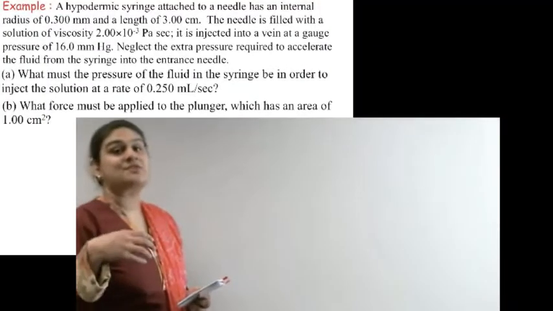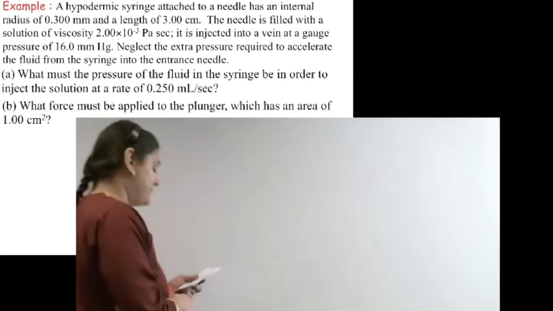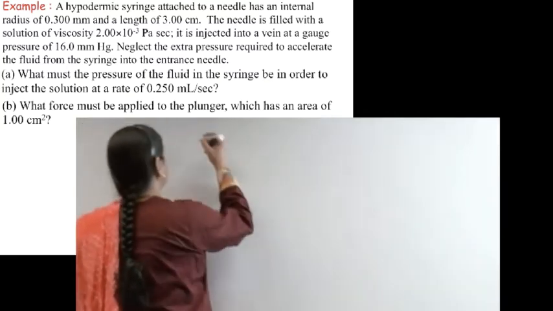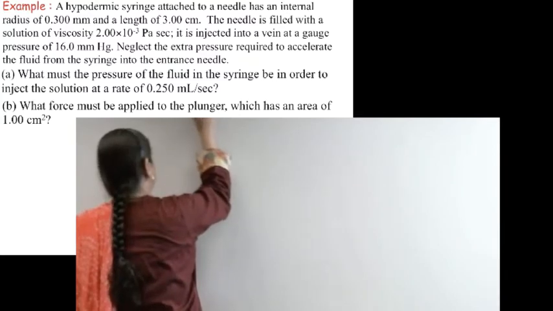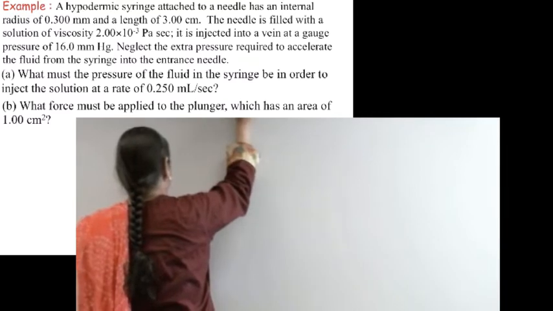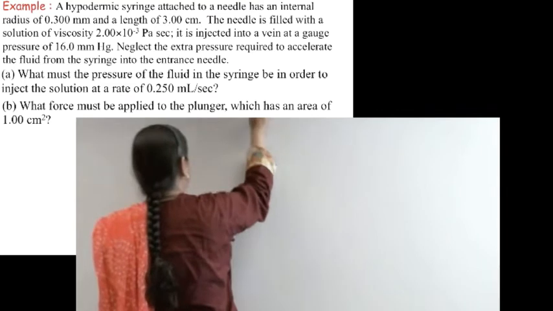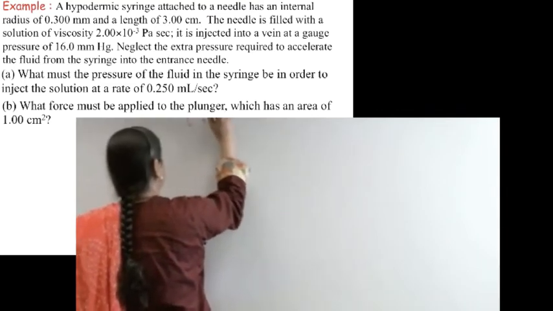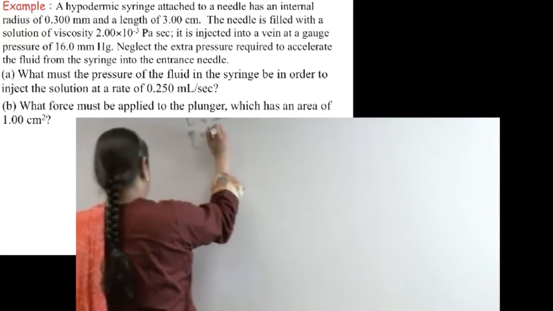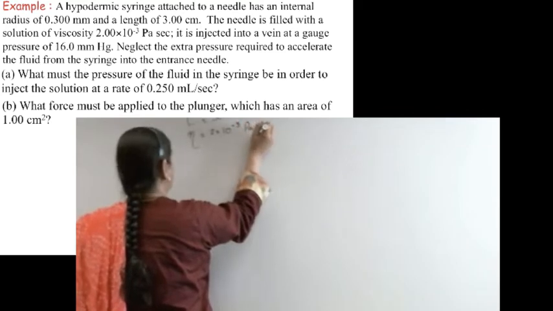So bear with me here. This is going to be a little bit of a more involved process than what we have been currently doing. So we're going to start at the beginning. We have a syringe needle with an internal diameter of 0.300 millimeters, which I am going to convert into centimeters at some point, and it has a length of 3 centimeters. The question gives me my viscosity as 2 times 10 to the minus 3 Pascal seconds.